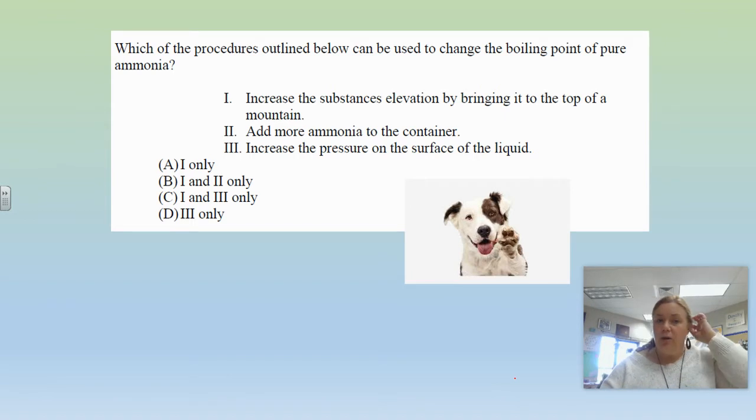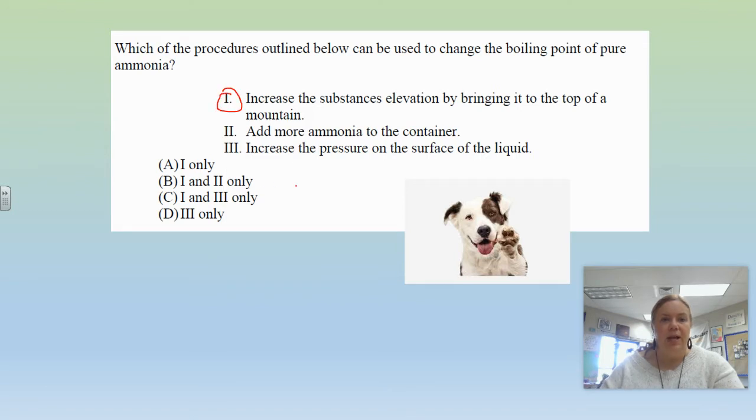So Roman numeral 1 says increase the substance's elevation by bringing it to the top of a mountain. I know that sounds insane, but it totally will change the boiling point of pure ammonia because you're changing the pressure. So number 1 is absolutely yes, that will occur.